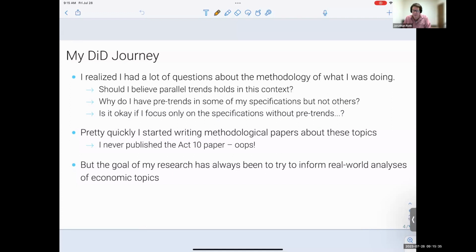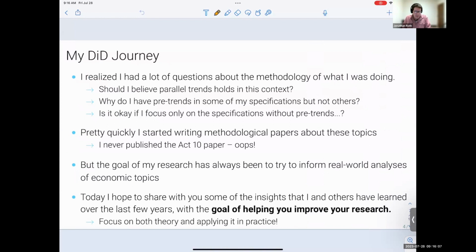And so while I've switched to methodological issues, the goal of my research has always been to inform real world analyses of economic topics. So I'm still very interested in things like teachers unions, minimum wage, and stuff like that. And so my research, while it's mainly theoretical, is always targeted to being able to help applied researchers better answer these types of applied microeconomic questions of interest.